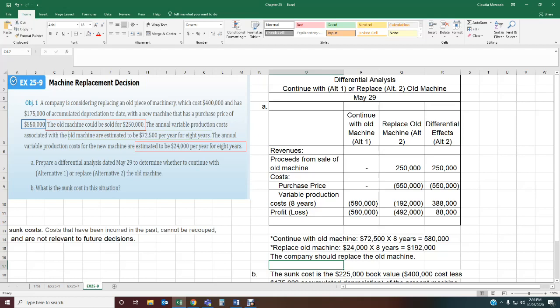Okay, so we've done 3 differential analyses. You will be tested on differential analysis, so make sure that you understand the process of being able to calculate whether we need to take option 1 or option 2. Okay, so once again, a reminder to read the chapter. If you have any questions, reach out to me.